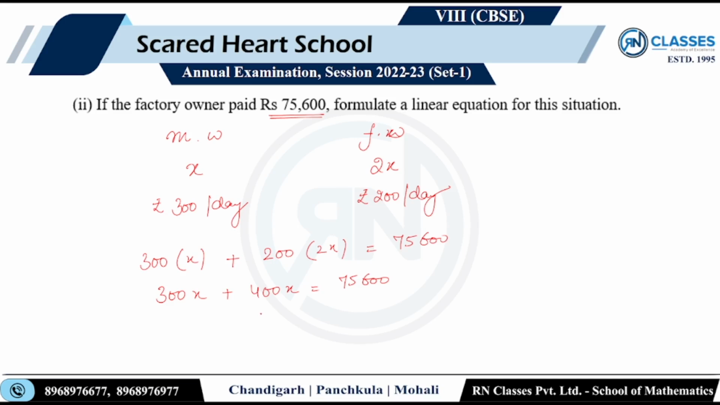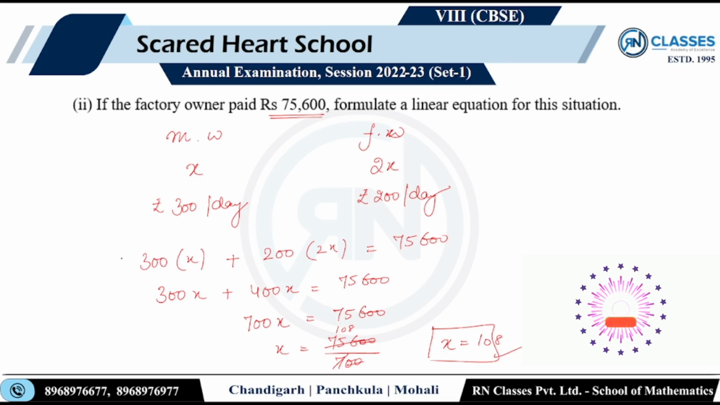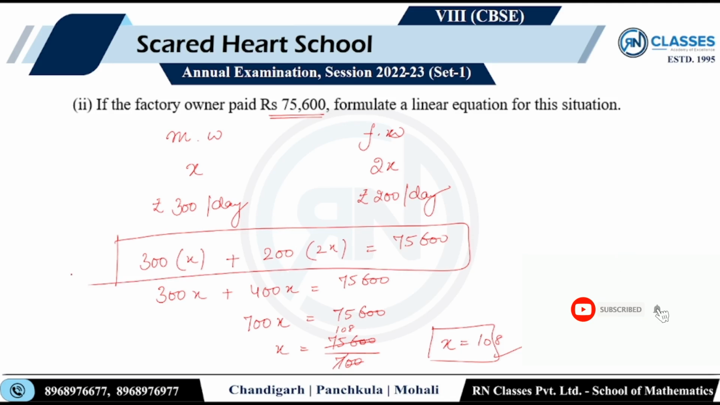75,600. So total is 700x is equal to 75,600. x is equal to 75,600 by 700. So this goes to 108. So x is 108. ठीक है, लीनियर इक्वेशन बना दी मैंने, सॉल्व भी कर दिया. ठीक है, बट आपको लीनियर इक्वेशन बनानी थी, यहां पे भी छोड़ देते तो भी आंसर आ गया था. राइट?